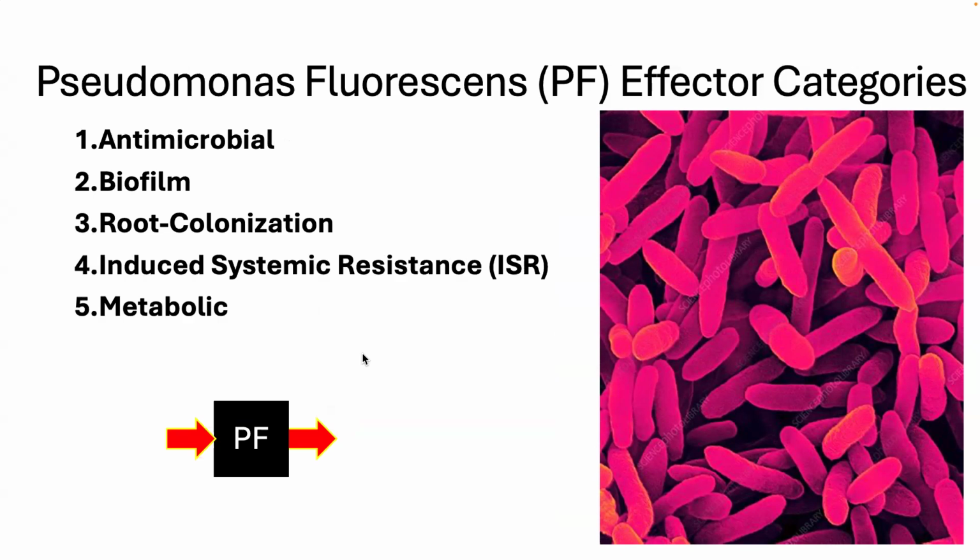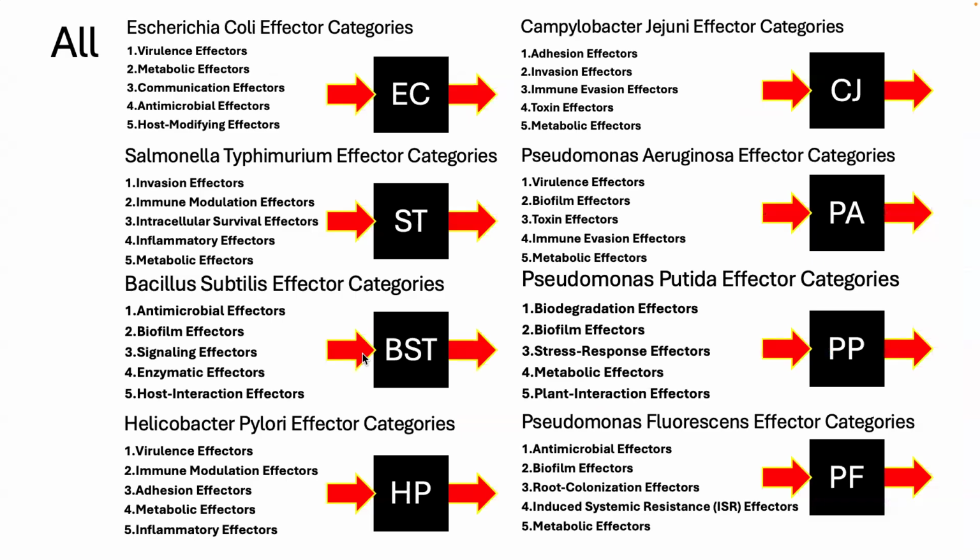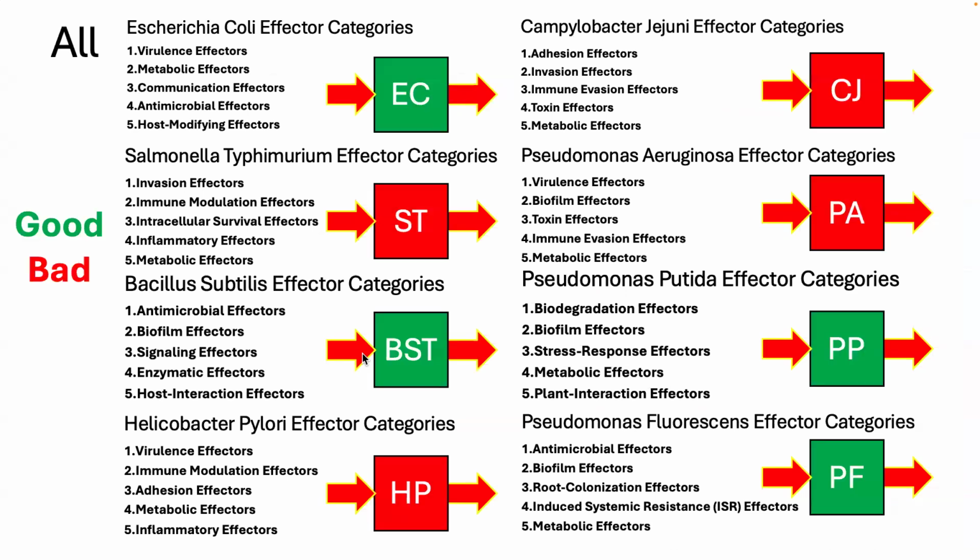And finally, for PF, it's antimicrobial, biofilms, root colonization, induced systemic resistance, and metabolic. And so it does a variety of different things. And so this is just trying to show that all in one slide. And here is just trying to show it with a colorization of either the good guy or the bad guy.